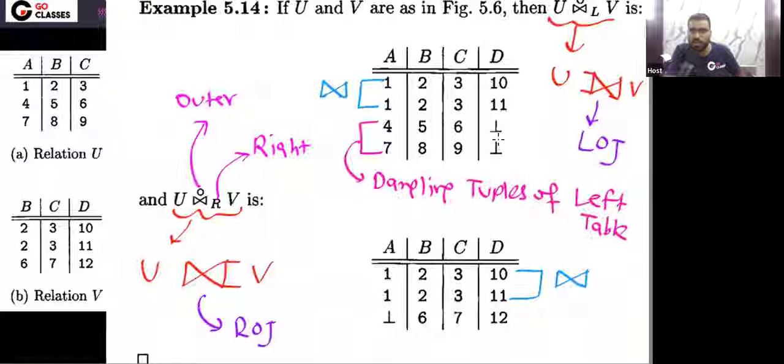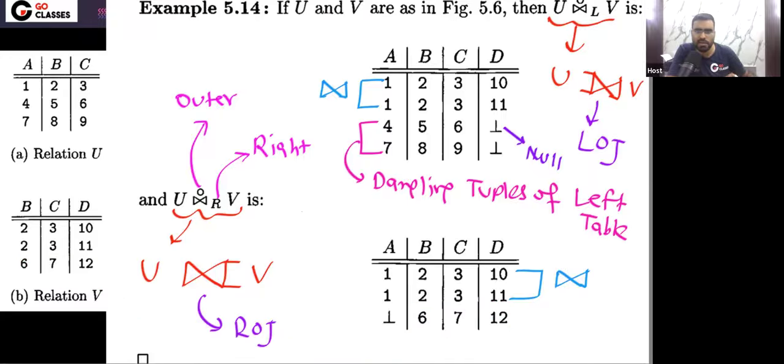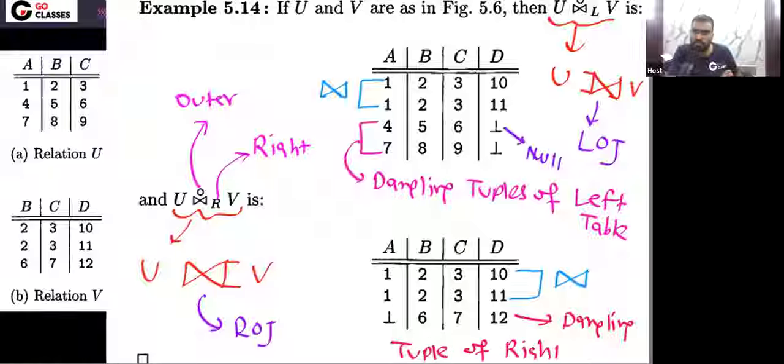Of the left table. And remember, this is your null value. Here you can see in the right outer join, what will we do? First we will do a natural join, then we will add the dangling tuples of the right table. The dangling tuple of the right table we will add, and in the remaining columns I will put a null value. Very simple. This is the dangling tuple of the right table, and remember this is null. So that's it. Now let's move on.